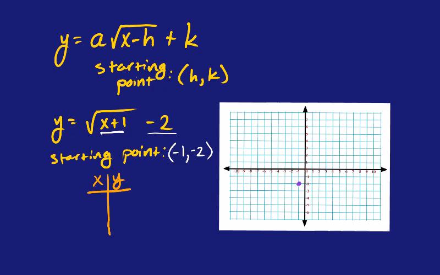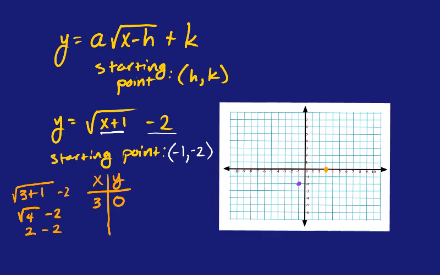So I'm going to say that 3 would work because 3 plus 1 is 4. And if you think about it off to the side over here, 3 plus 1 and then minus 2. So 3 plus 1 is 4. Then I'd have the square root of 4 minus 2. Square root of 4 is 2, and then 2 minus 2 is 0. So now I'll have another point at 3, 0.